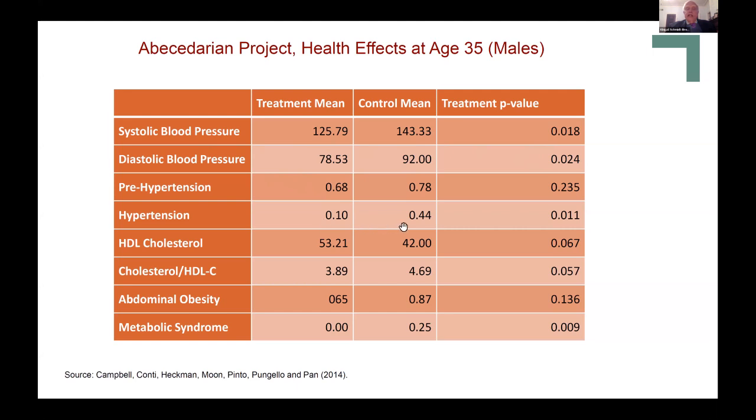We can see that there's less tension. We can see that there's more good cholesterol. And we can also see that there's less bad cholesterol. And we can also see that the metabolic syndrome, which is a good tip-off for being at risk for diabetes, is substantially lower for the treatment group. So these kids are healthy.